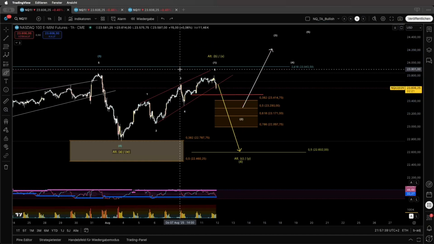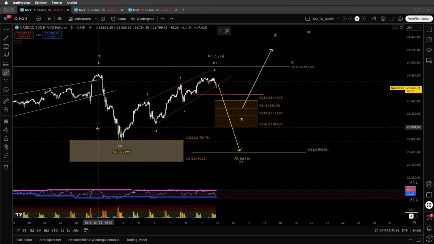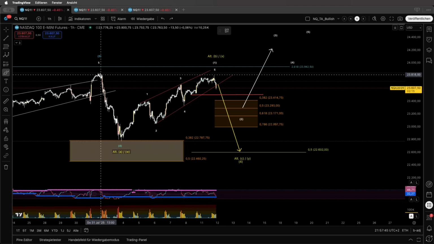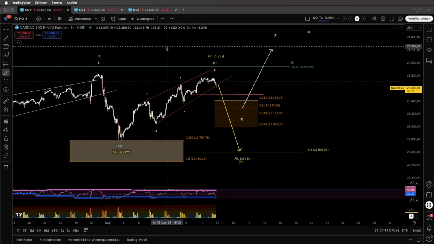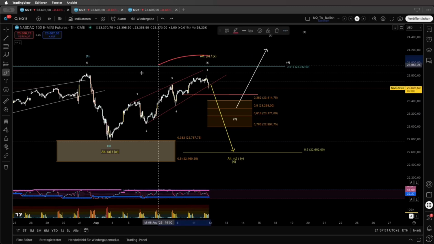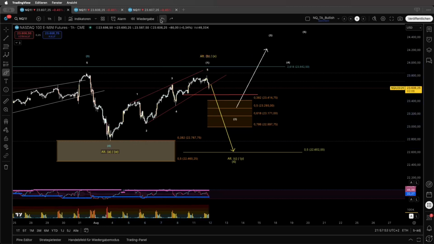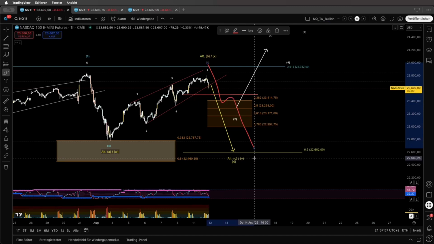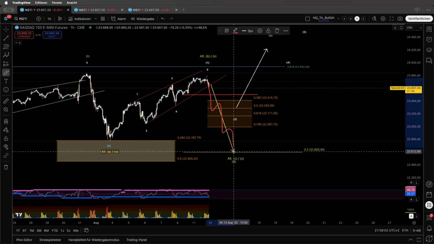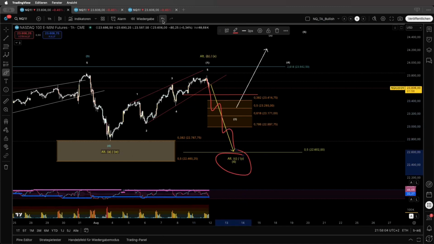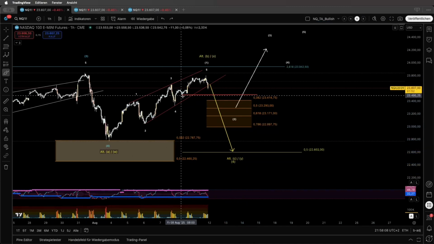In the yellow scenario, where we possibly do expect this fourth wave not to be finished here, this is a WXY or an ABC structure, where wave B or X can be any corrective structure, which is this move. Afterwards, we do expect either an ABC structure to the downside in wave Y, or an impulse in 5 waves to the downside in wave C of 4. That's at the moment the scenarios I'm watching.